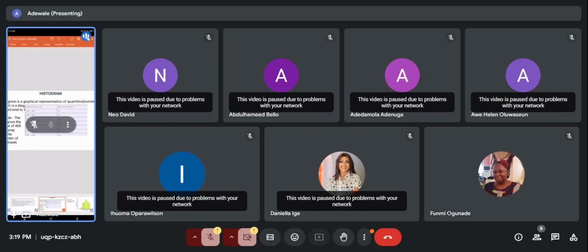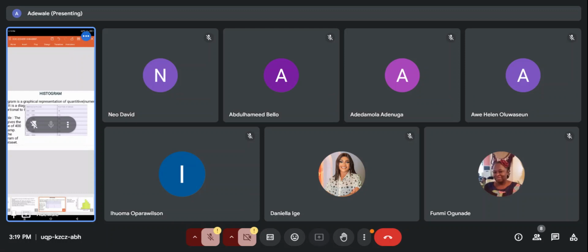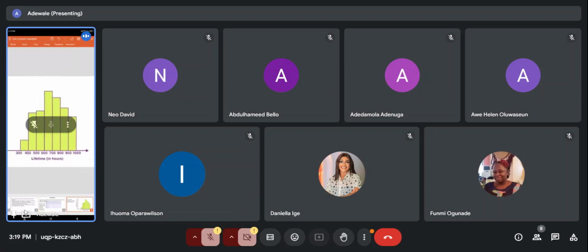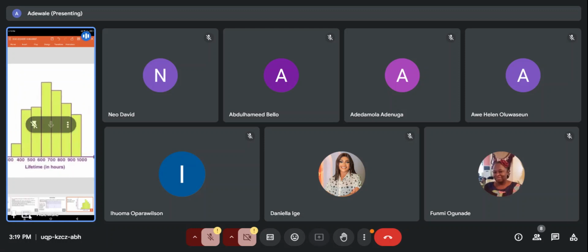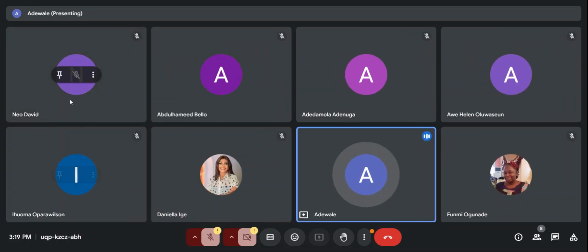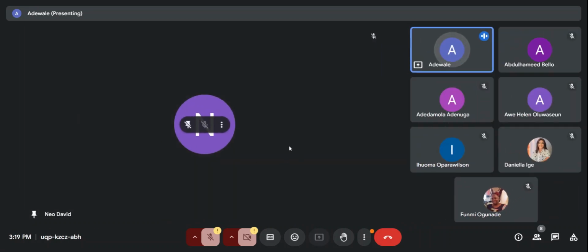As you can see from here now, the highest number of lamps is 86, that is 600 to 700. Check the longest bar here. The longest bar in the data set, the lifetime in hours, is 600 to 700. That is the variable with the highest frequency. That means in the range of 600 to 700.